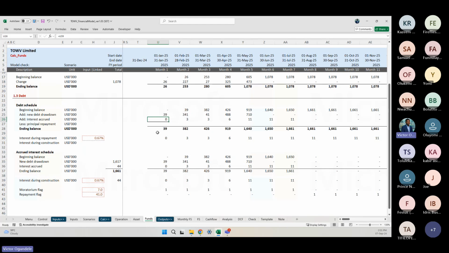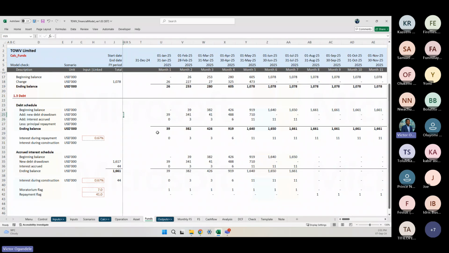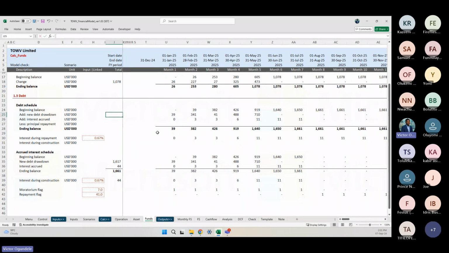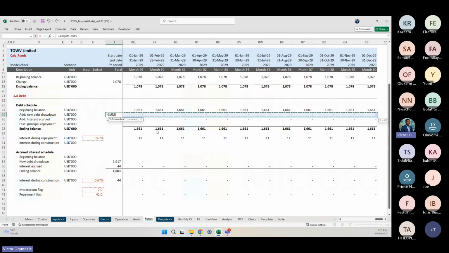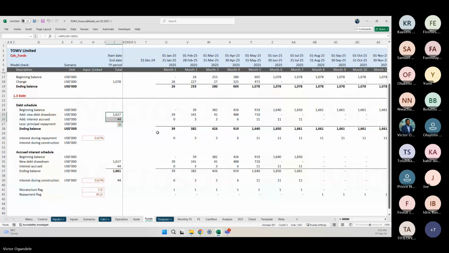All right. Now, before we go to our repayment, you can do the summation by the total column as well, so that will sum the entire column together. It should give us 161,661.